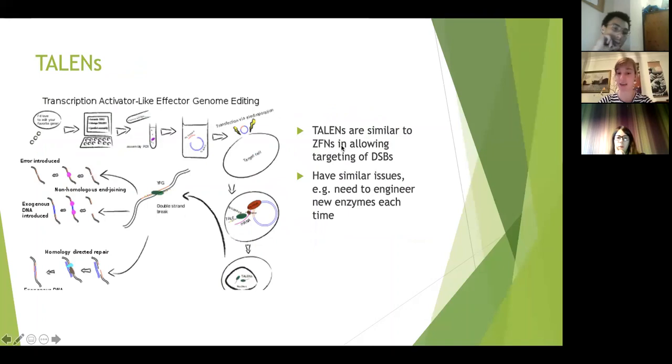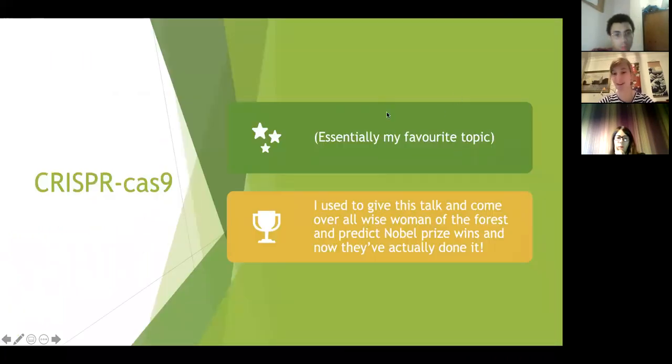TALENs, same thing. So a section of protein that binds to DNA and introduces a break, sometimes really good, sometimes a pain, very expensive. It takes a long time to engineer the new enzymes each time you want to change a different gene. CRISPR, this is my favorite topic.